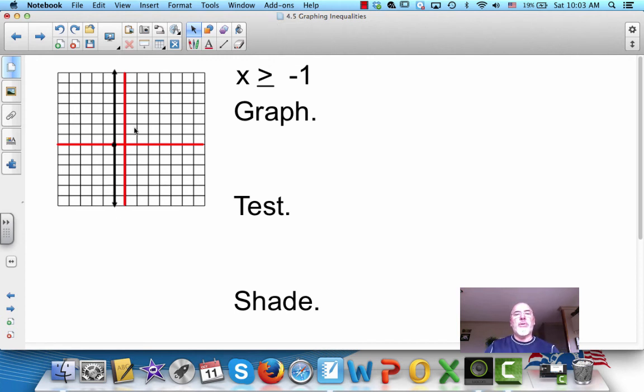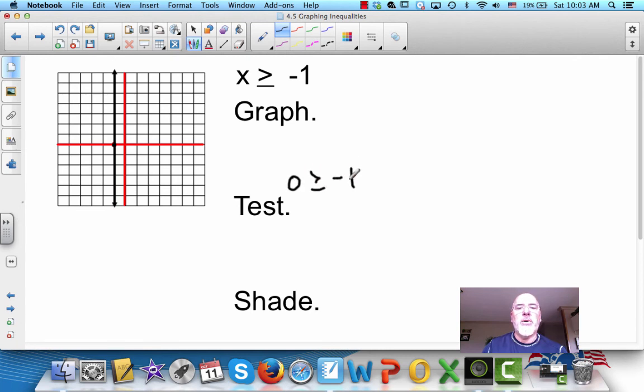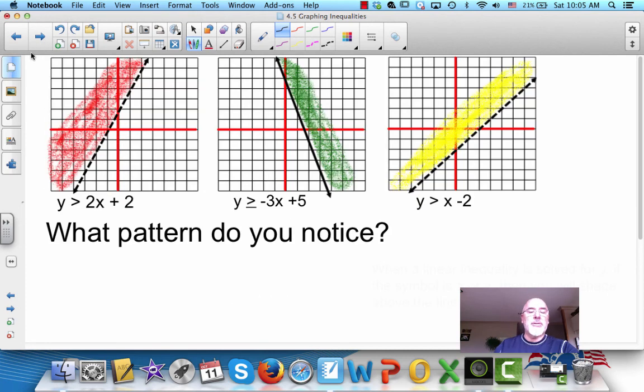The question now is, where do we shade? So we come and test 0, 0. Instead of x, we're going to put 0 is greater than or equal to -1. Is that true? Yes. So that means that we tested right here and we got a true statement. That means that we're going to shade on the side that we tested. Okay? All right.